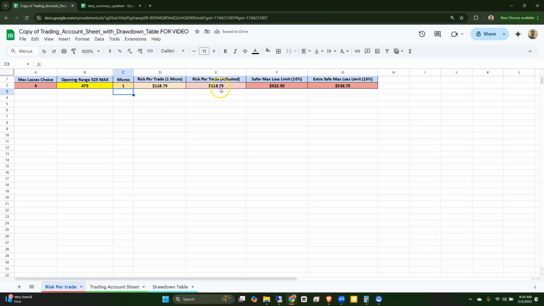So $118, and my max loss limit plus 10 to 13% because of commissions and possible adverse excursion, which the R Trader will calculate. But even just the 10% extra for commissions, this is $522. This will be the max loss we could possibly have on a 475 tick opening range day, given that we stop trading ORs after 4 net losses on the day.